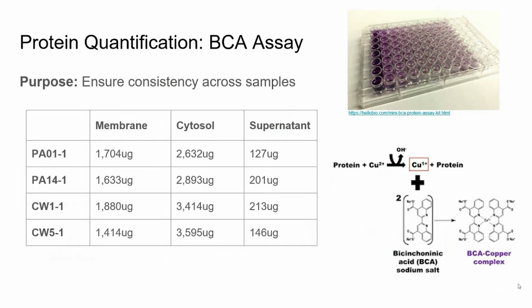Right here, I have the membrane, cytosol, and supernatant out of specifically the Pseudomonas strains that I did: PA01, PA14, CW1, and CW5. CW1 and 5 are knockout strains, specifically via transposon, and PA01 and PA14 are the wild type strains. The supernatant, as you can see, has a very low protein amount. That is understandable, given that it is the extracellular fraction, while the cytosol, where all the metabolic processes go down, has the highest concentration, and the membrane being low.